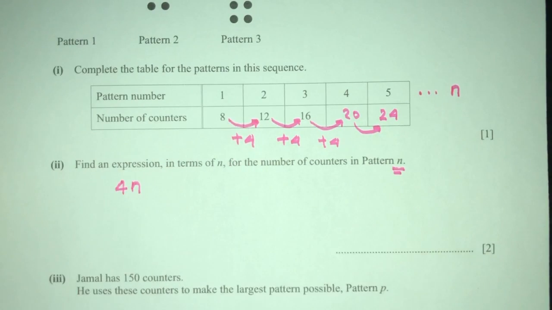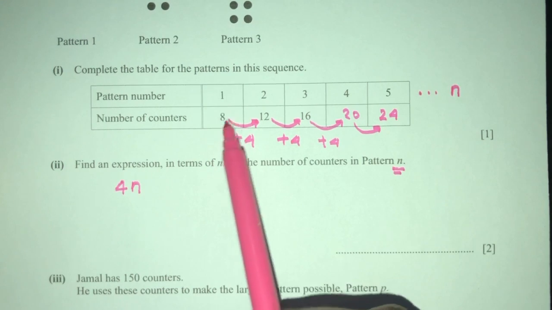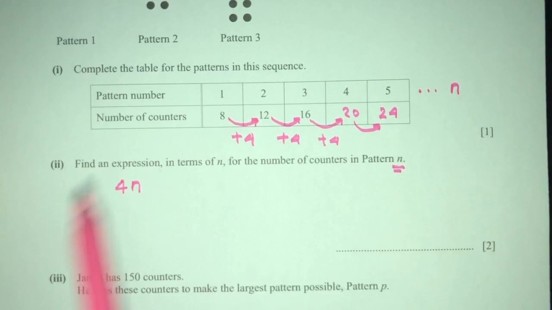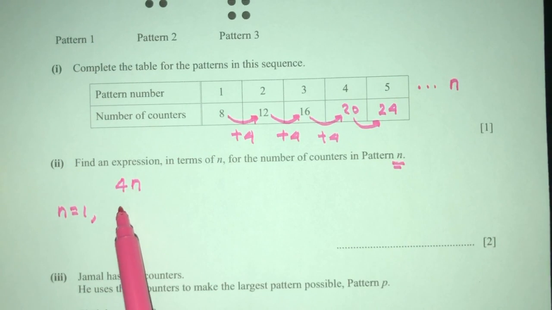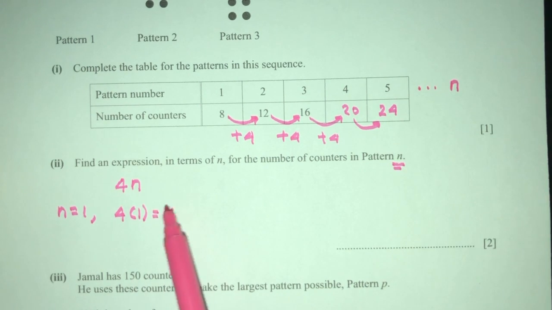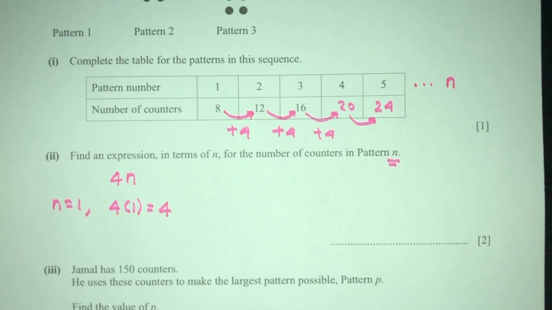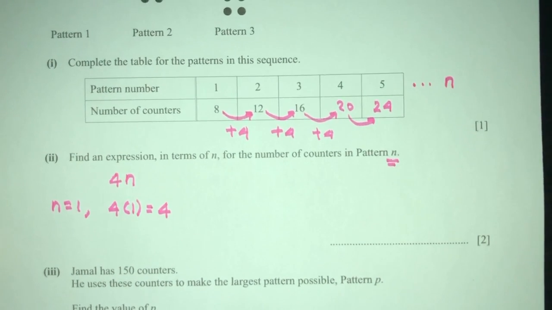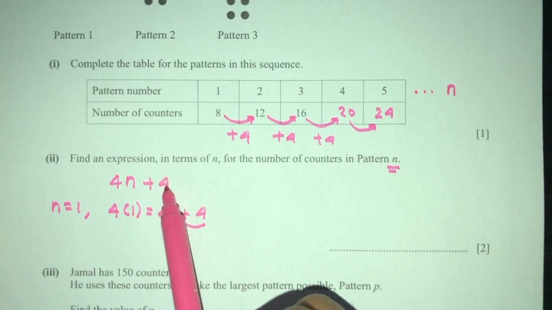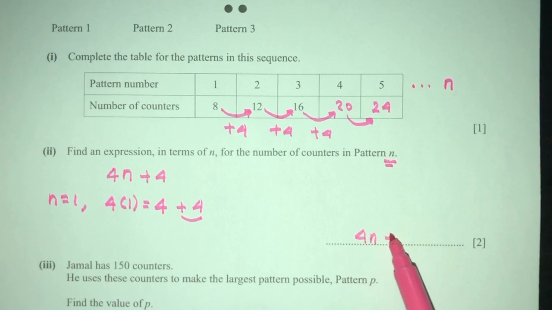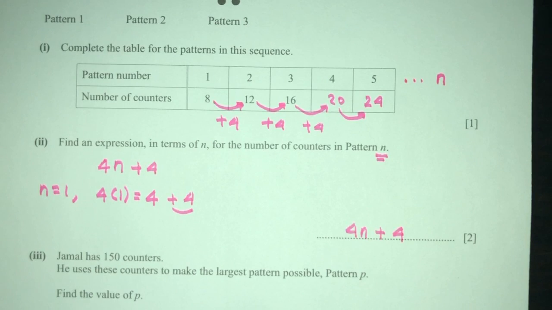Now, we know that for the first pattern, we're supposed to get 8. So this is when n is equal to 1. We are supposed to get 8. But let's see what happens here. So when we take 4 times 1, we are getting 4. But 4 is not 8, isn't it? It's not. So how can we make 4 become 8? You would say, well, to make 4 become 8, we have to add 4 to it. So same thing. If you add 4 here, just add 4 here as well, and this will be your expression in terms of n. That will be part 2 of your question.